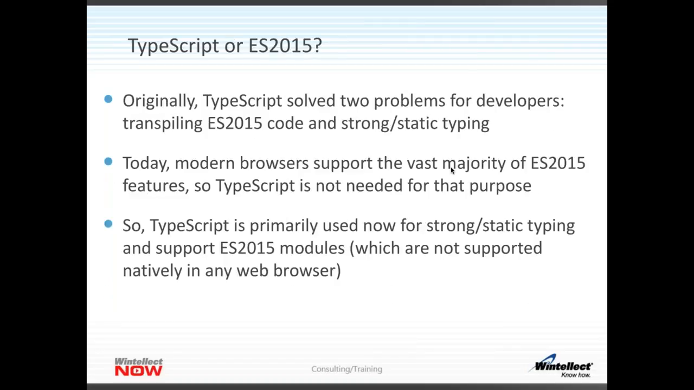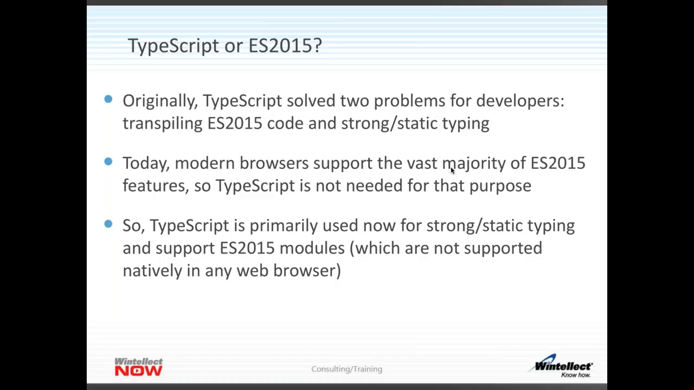All right, quick comment here on TypeScript versus ES 2015. So when TypeScript was originally created, like other transpilers like Babel and Traceur and stuff like that, TypeScript basically allowed you to use ES 2015 code before ES 2015 became a standard. And so you could actually use the new class keyword and promises and stuff like that, and TypeScript would know how to take that code and transpile it back to ES5. And those other transpilers did the same thing.